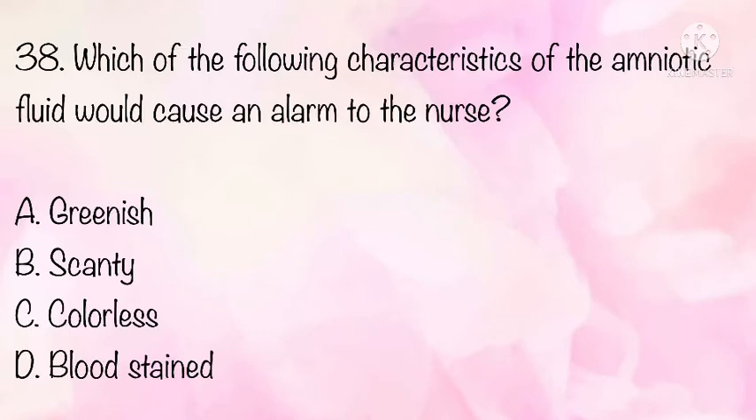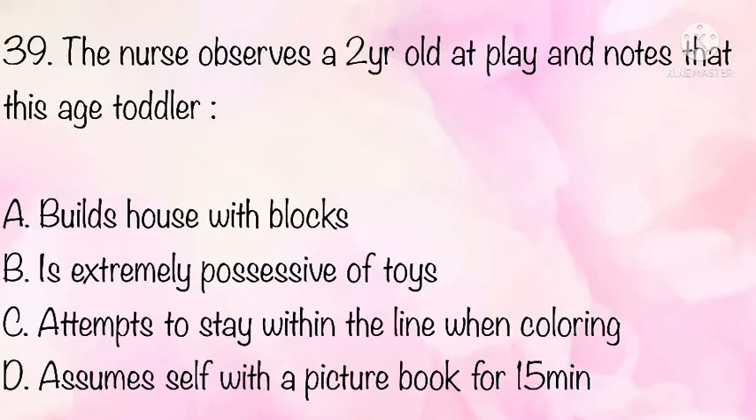Which of the following characteristics of the amniotic fluid would cause an alarm to the nurse? Greenish, scanty, colorless, blood stained. The correct answer is A, greenish. The nurse observes a 2-year-old at play and notes that this age toddler builds a house with blocks, is extremely possessive of toys, attempts to stay within the line when coloring, amuses self with a picture book for 15 minutes. The correct answer is A, builds house with blocks.